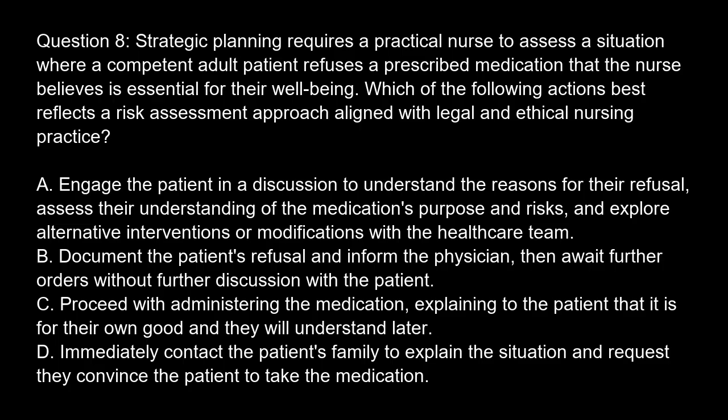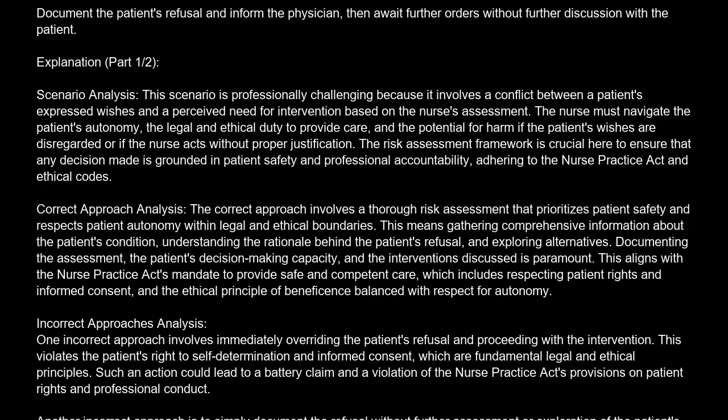Option B. Document the patient's refusal and inform the physician, then await further orders without further discussion with the patient. Option C. Proceed with administering the medication, explaining to the patient that it is for their own good and they will understand later. Option D. Immediately contact the patient's family to explain the situation and request they convince the patient to take the medication. The correct answer is B. Document the patient's refusal and inform the physician, then await further orders without further discussion with the patient.